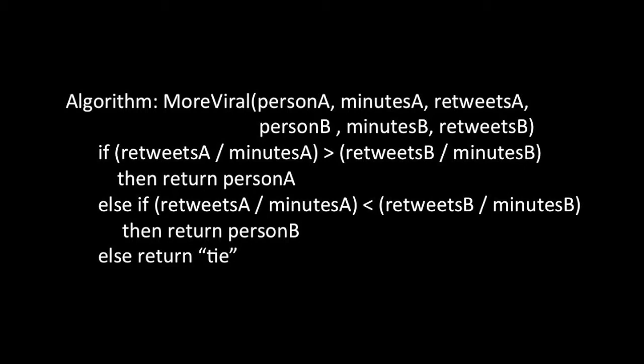And what it's going to do is take person A, the minutes that we're evaluating for that person, the number of retweets they had during those minutes, person B, the minutes that we're evaluating person B for, and the retweets for person B. And then what we're going to do is, if the number of retweets per minute for person A are greater than the number of retweets per minute for person B, then we'll return person A.